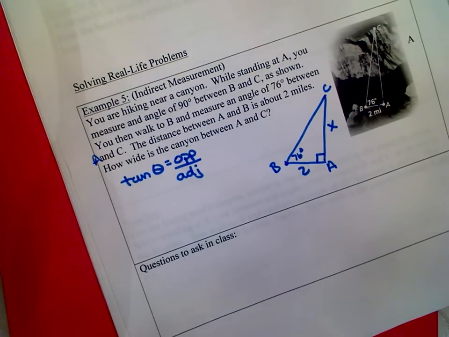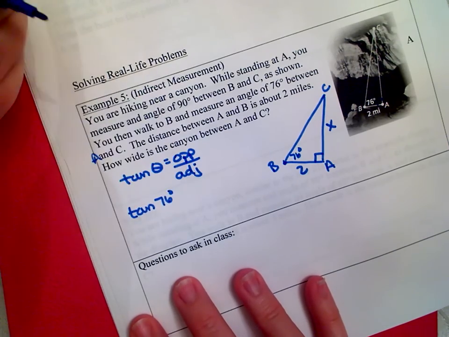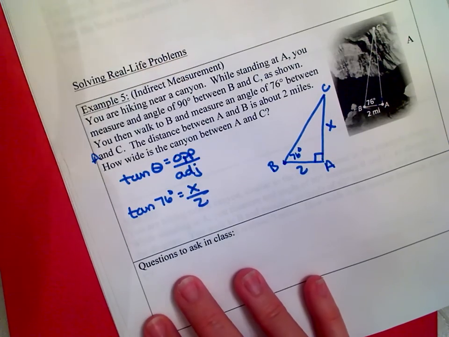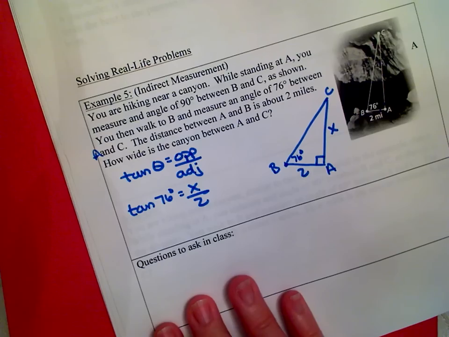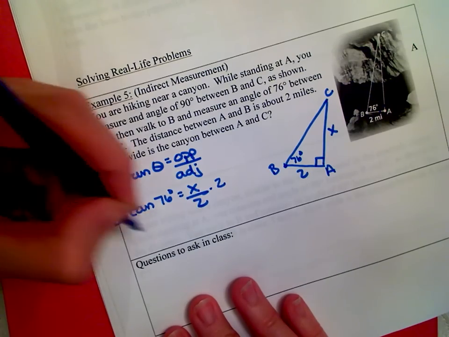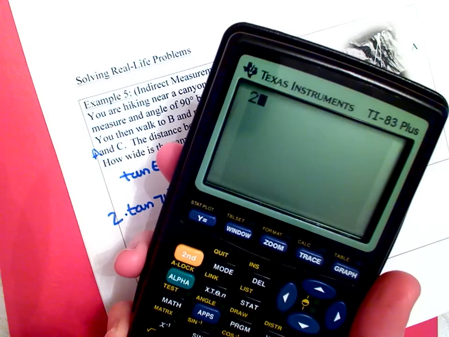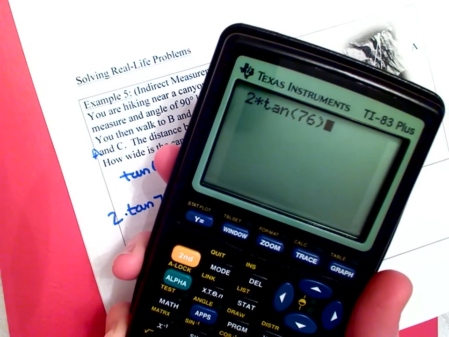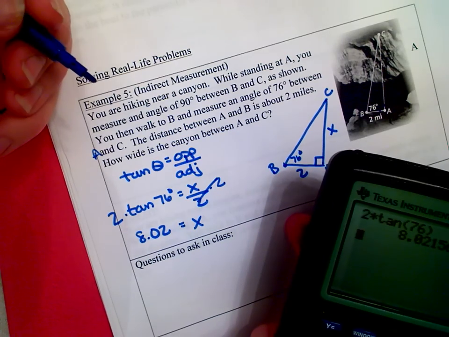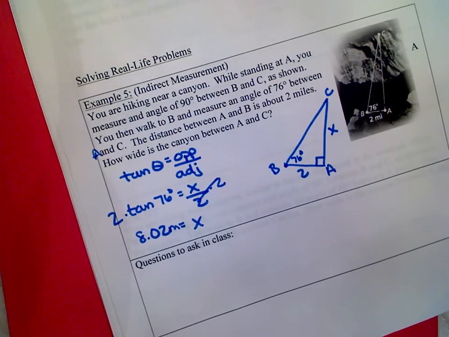And so now I'm just going to fill in what I have. It will be the tangent of my angle, which is 76 degrees, is equal to the opposite side over the adjacent side. And again, I've now turned this into an algebra problem. Since it's x divided by 2, I'm going to multiply by 2 to get that by itself. And 2 times the tangent of 76 degrees is about 8.02. And since they were using miles, we will use miles as our unit as well.